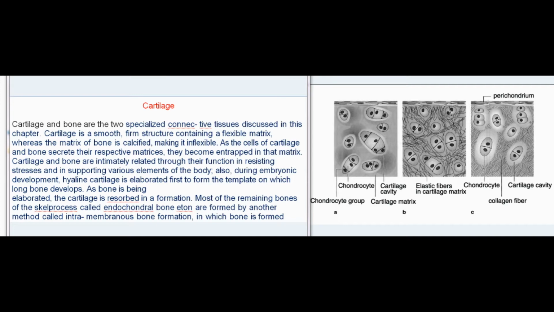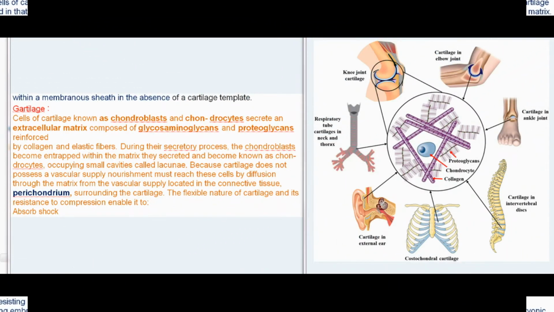Also, during embryonic development, hyaline cartilage is elaborated first to form the template on which long bone develops. As bone is being elaborated, the cartilage is resorbed in a process called endochondral bone formation. Most of the remaining bones of the skeleton are formed by another method called intramembranous bone formation, in which bone is formed within a membranous sheath in the absence of a cartilage template.